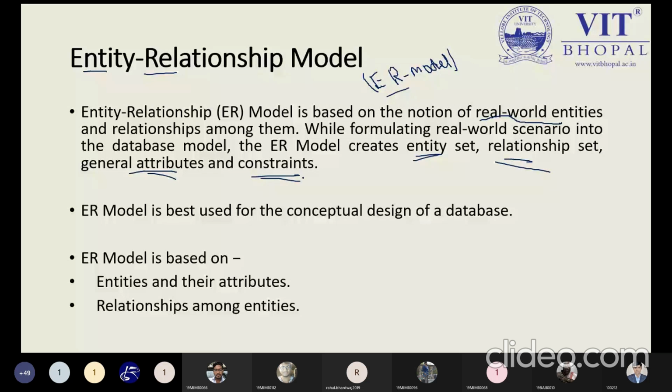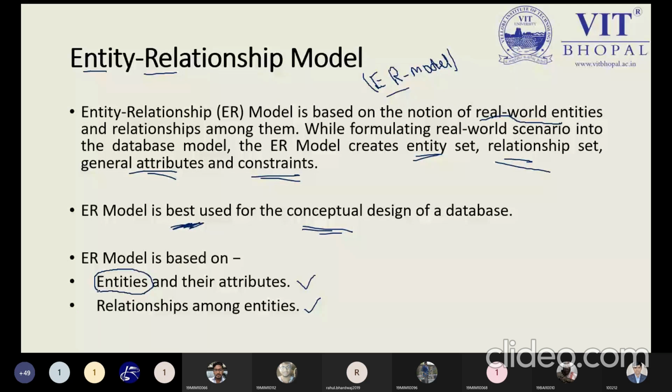As I said many times, the ER model is the most applicable model, usable by any person nowadays, and is a conceptual design model of the database. An ER model consists of entities and their attributes, and relationships among the entities. So what is meant by entities? Indirectly, I can say an entity is a relation, but truly speaking, an entity is a relation.